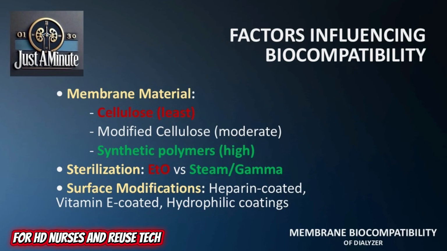Cellulose membranes are the least biocompatible. Modified cellulose has moderate compatibility, and synthetic polymers, such as polysulfone, are highly biocompatible. Second, sterilization. Ethylene oxide can cause reactions, while steam or gamma irradiation are better tolerated. Finally, surface modifications like heparin-coated membranes, vitamin E-coated membranes, or hydrophilic coatings further enhance hemocompatibility.